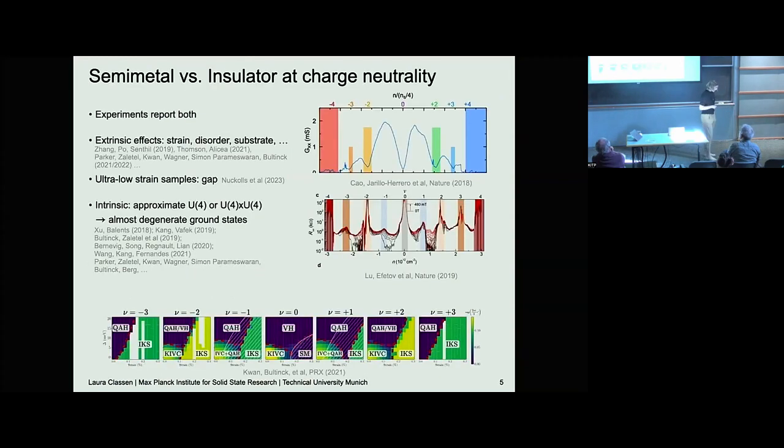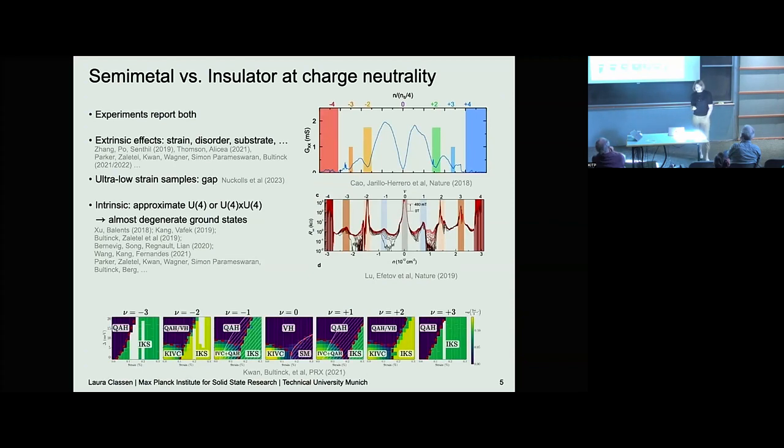Now again, what about experiment? Can we see this phase transition? And here the answer is not so clear because both semi-metallic and insulating behavior has been reported at charge neutrality. This might be due to extrinsic effects; in fact, strain or the substrate, as well as disorder, play an important role. However, in ultra-low strain samples, a gap has been seen. Furthermore, there is an intrinsic effect that leads to this strong sample dependence, and that is an approximate U(4), or even U(4) cross U(4), symmetry in a certain limit.